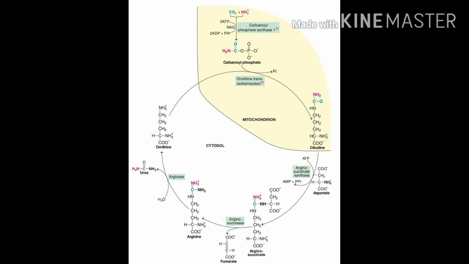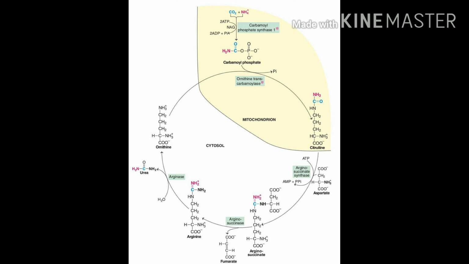The next is the conversion of carbamoyl phosphate to citrulline. Carbamoyl phosphate combines with ornithine to form citrulline. It is catalyzed by the enzyme ornithine transcarbamylase. The next step is the conversion of citrulline to arginosuccinate. Citrulline combines with aspartate to form arginosuccinate. It is catalyzed by the enzyme arginosuccinate synthase. 1 molecule of ATP is used in this reaction.